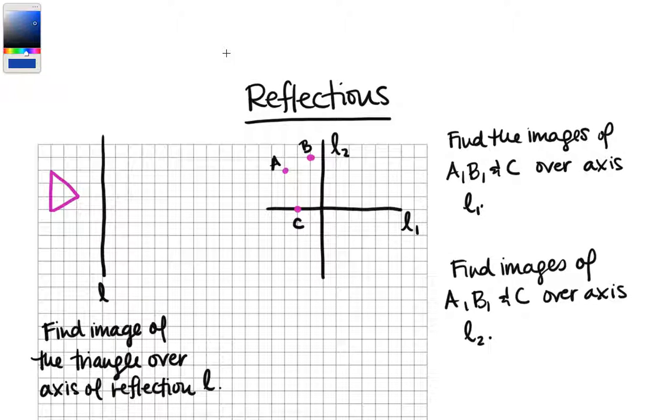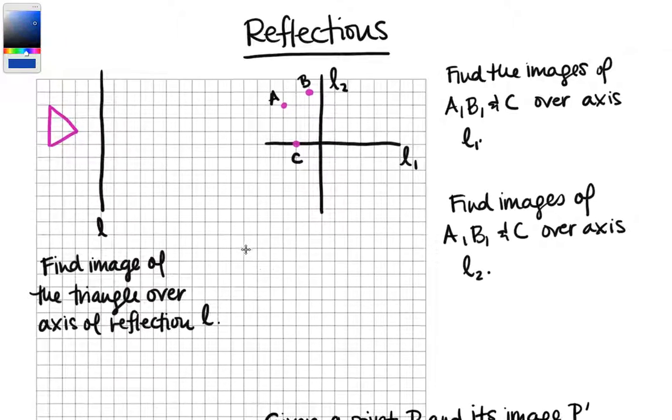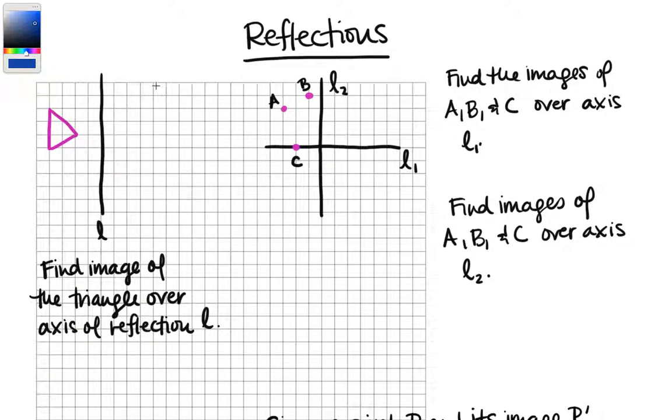Hello everyone, today we're going to be talking about reflections. Okay, so let's just go ahead and get right into some examples. This first example on the left, find the image of the triangle over axis of reflection L.